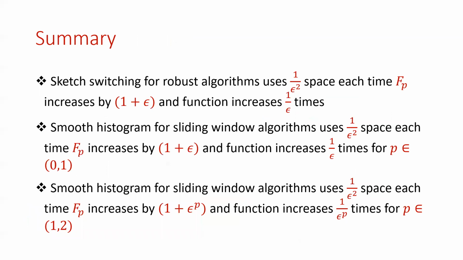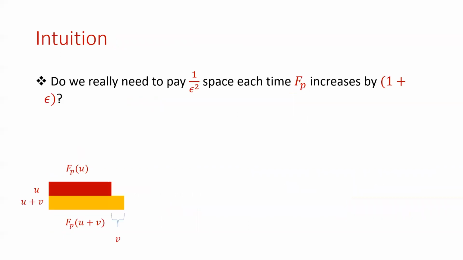Okay, so in summary, sketch switching for a robust algorithm uses 1 over epsilon squared space each time Fp increases by a 1 plus epsilon factor. And the function will increase roughly 1 over epsilon times. There are some log factors there, but 1 over epsilon times. And the smooth histogram actually has similar ideas. The question is, do we really need to pay 1 over epsilon squared space each time Fp increases by a factor of 1 plus epsilon?